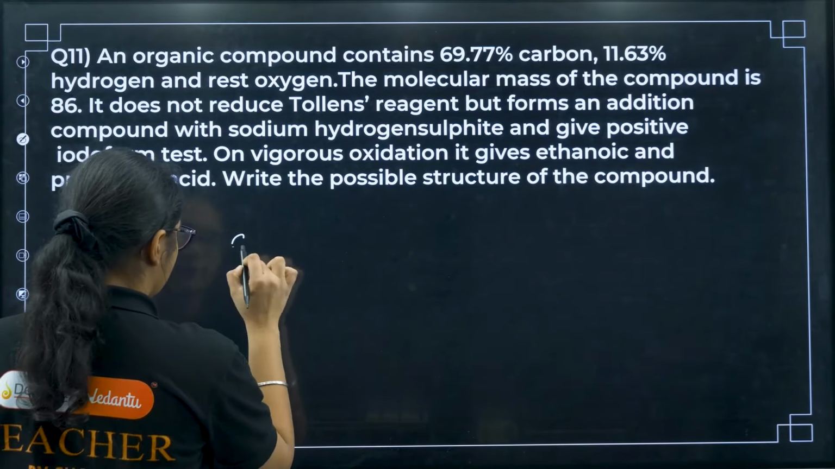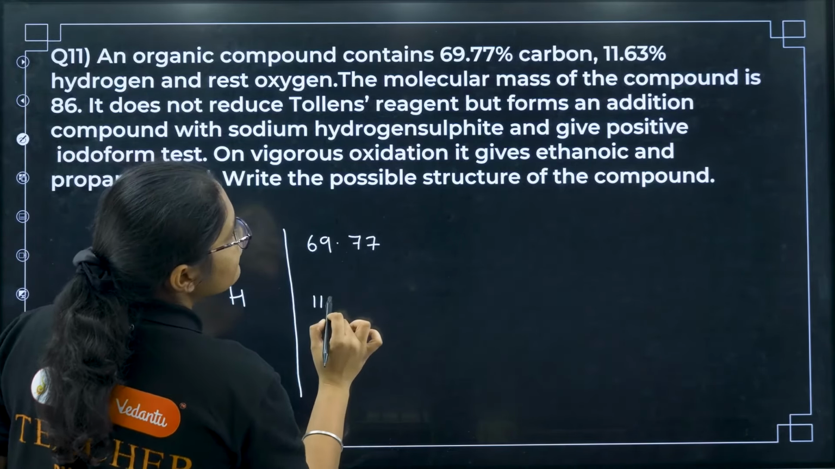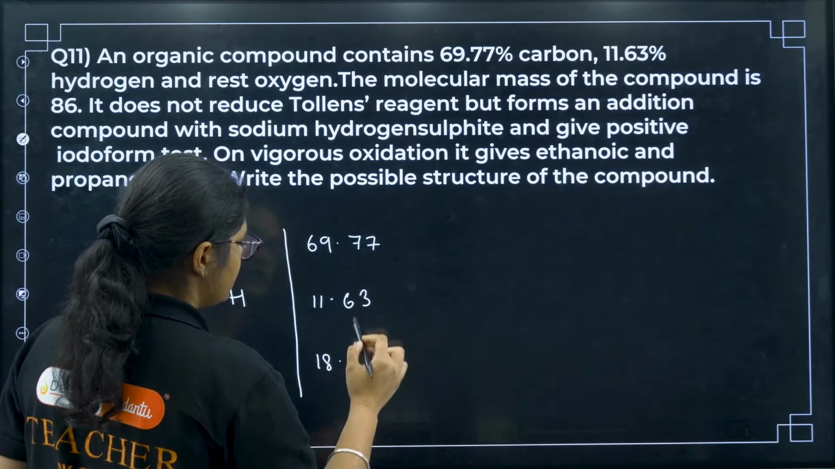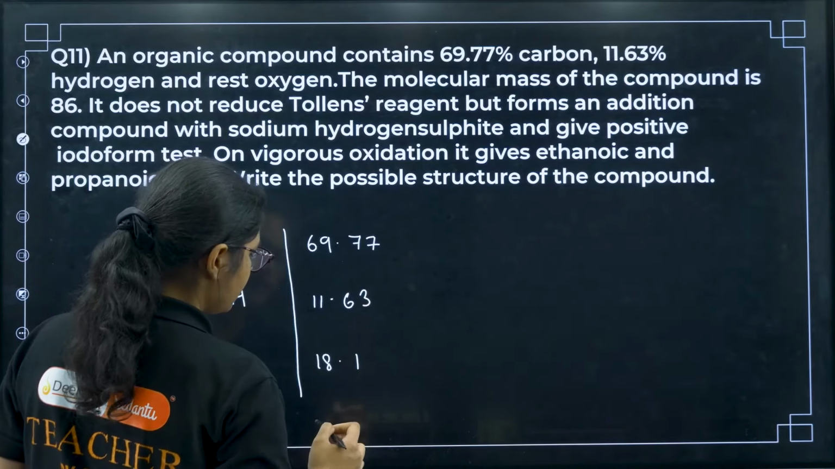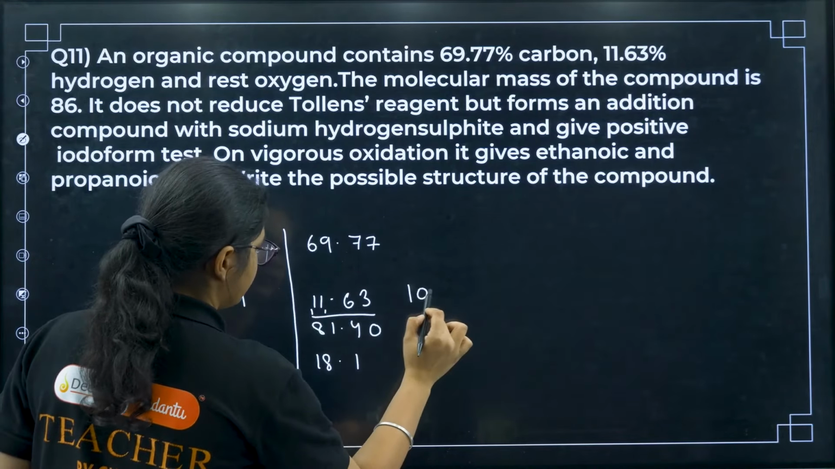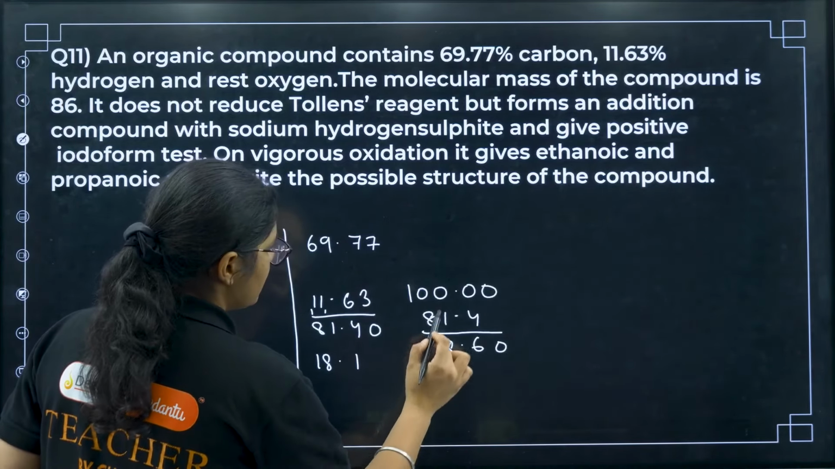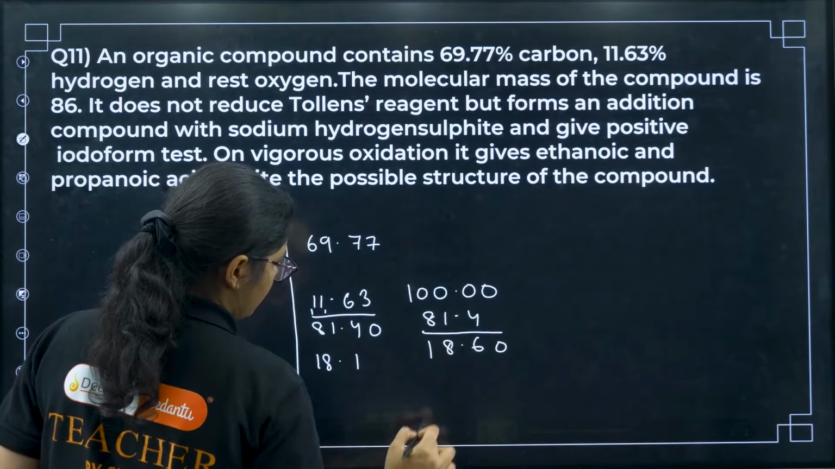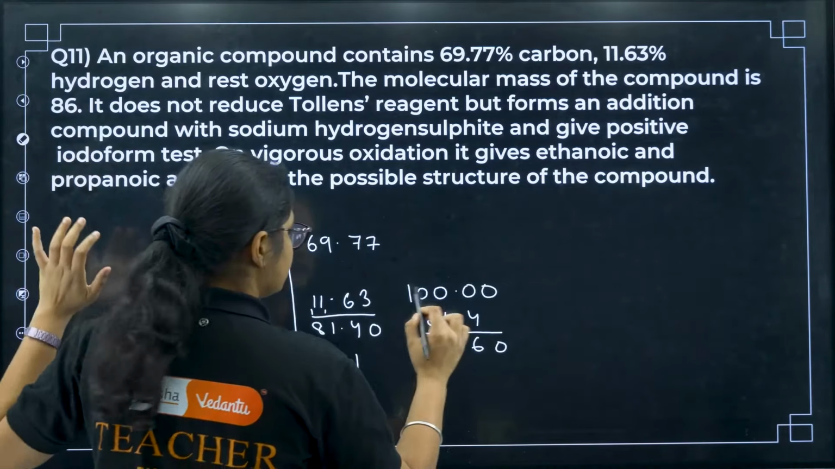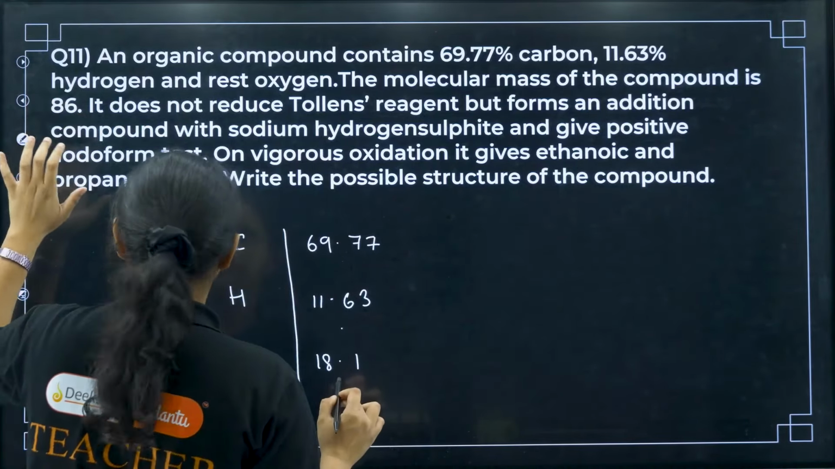First of all, I can find the empirical formula. I have carbon as 69.77%, hydrogen 11.63%, and oxygen: 6 plus 1, 7 plus 1, 8, gives 81.4, so 100.00 minus 81.4 gives 18.6%.